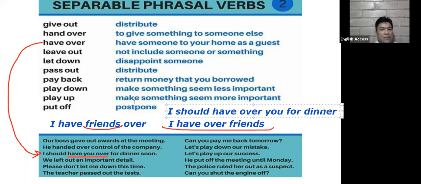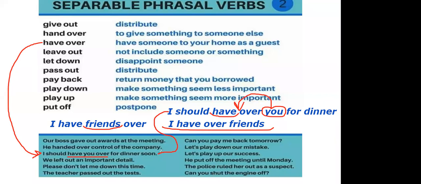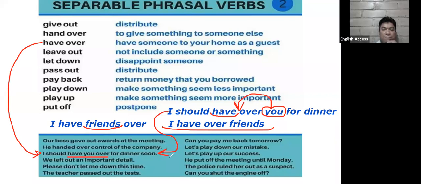That doesn't work. So this phrasal verb, have over, needs to be separated by the object. I should have my mother over for dinner. I should have my English teacher over for breakfast, etc.